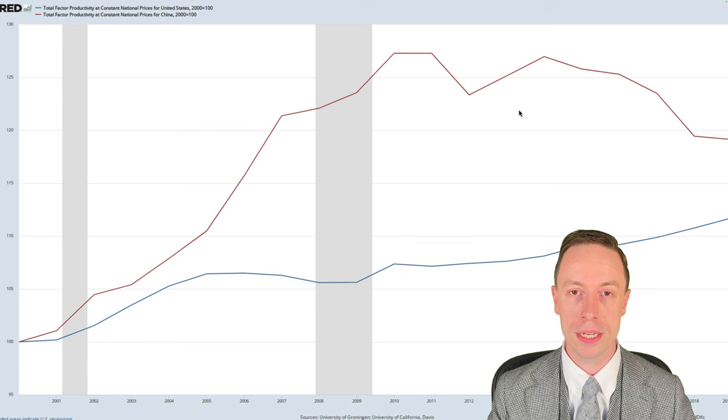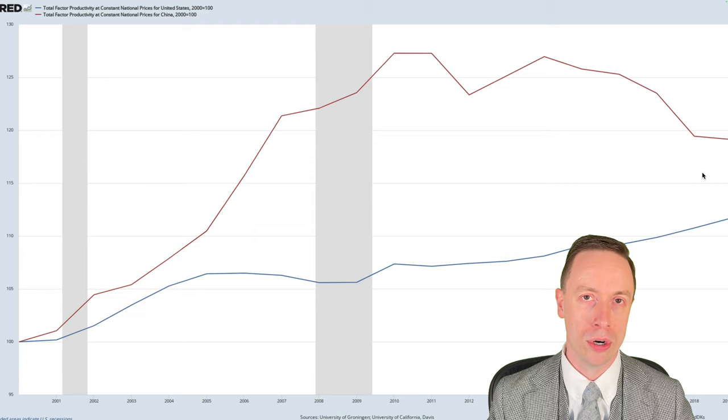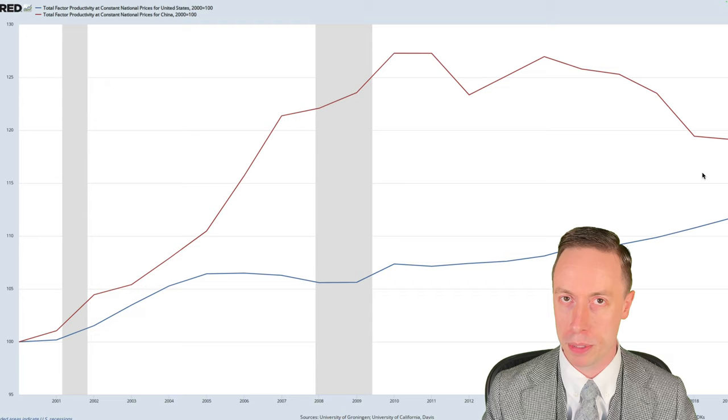Now, technical note here for those of you who are interested, this productivity measure is something called total factor productivity. It's way beyond the scope of what we're talking about here, but basically it refers to productivity of all inputs that the macroeconomy uses. So this isn't just labor productivity, it also refers to capital productivity, and so on and so forth.